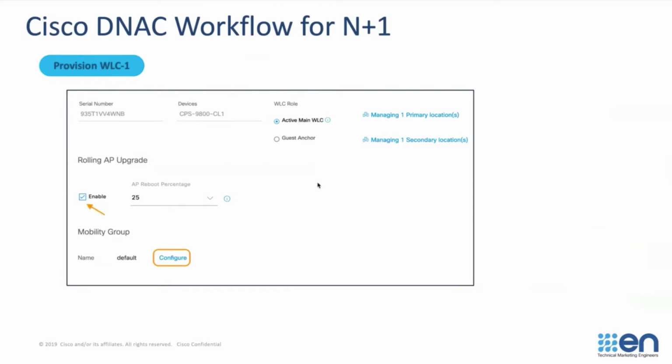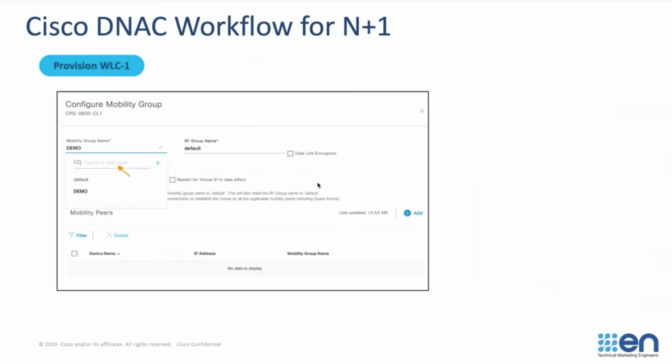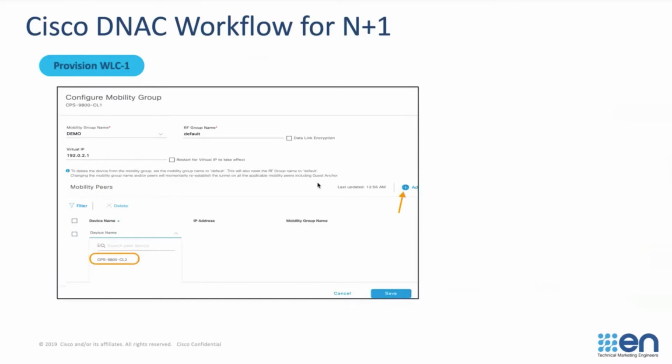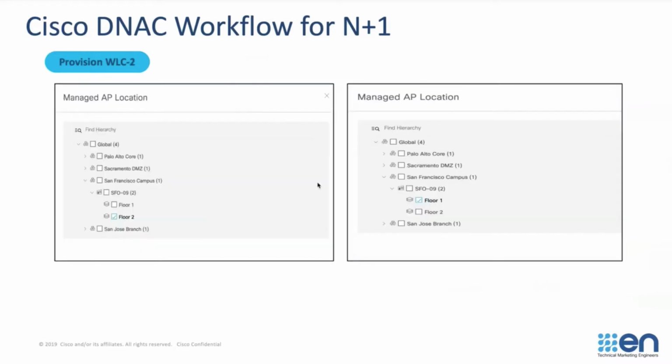And then I have an option to configure the mobility group for the N+1 HA configuration. So once you give it a name for the N+1 HA mobility group, and once you add it, automatically the secondary WLAN controller will be shown as your mobility pair. And once you provision that secondary WLAN controller, automatically the N+1 HA configuration for the secondary WLAN controller location will be shown. So here you can map the secondary location for your secondary WLAN controller, and you need to map the AP managed location for this.